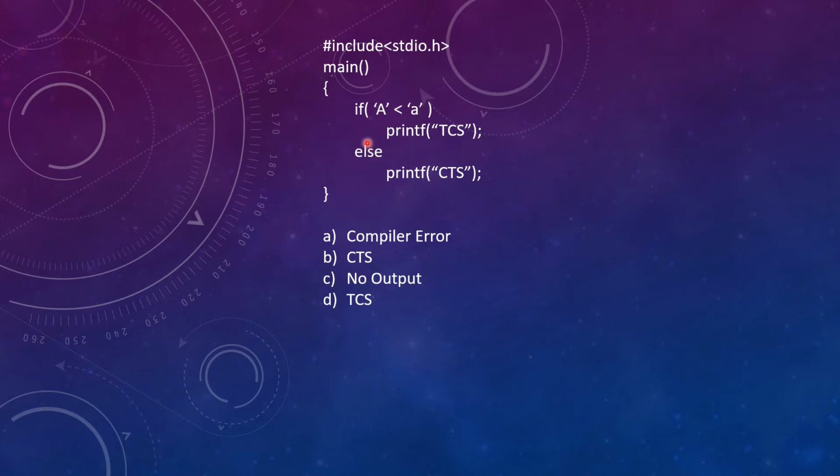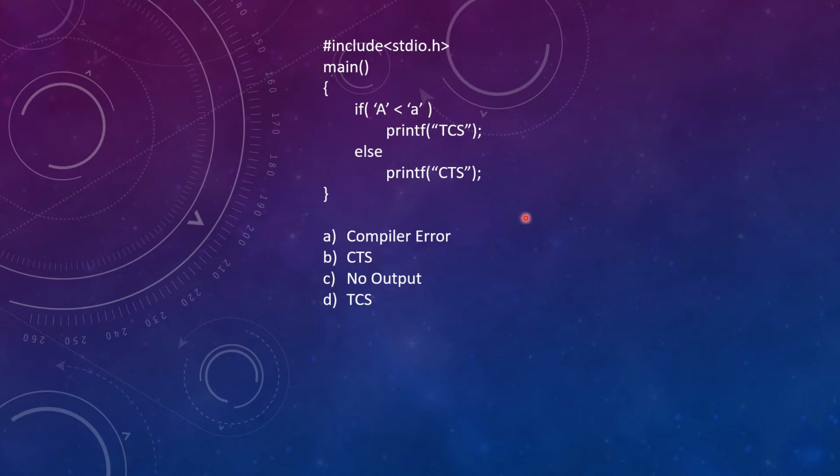Here, within the if block we have a condition: the capital A character should be less than small a. If this is true, then we will print TCS, else we will print CTS. What the majority of people must have done is think, okay, this A is bigger than small a, so this is false, then CTS will be the answer. No, that's absolutely wrong. So how to solve this question? You need to know the concept of ASCII codes in C language.